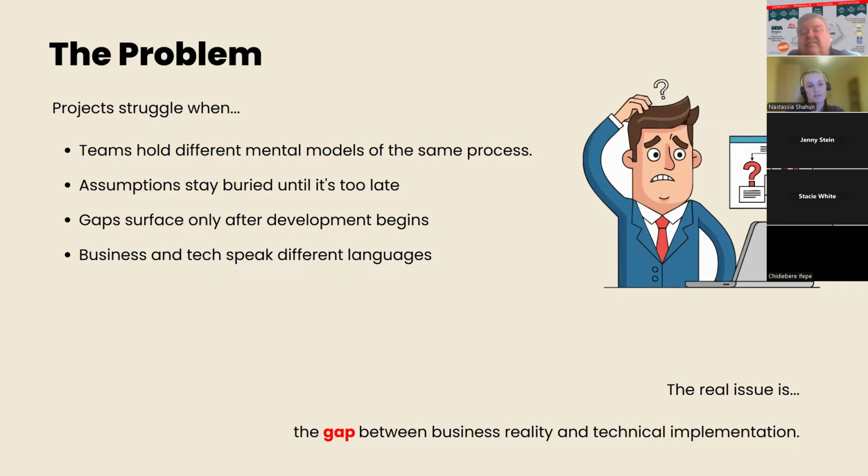So the real challenge is not about missing requirements. It is the gap between what the business means, what the team builds, and what the system actually needs to support so that end users receive some value, some benefit from using the system or the platform. That is the gap that event storming helps us close.